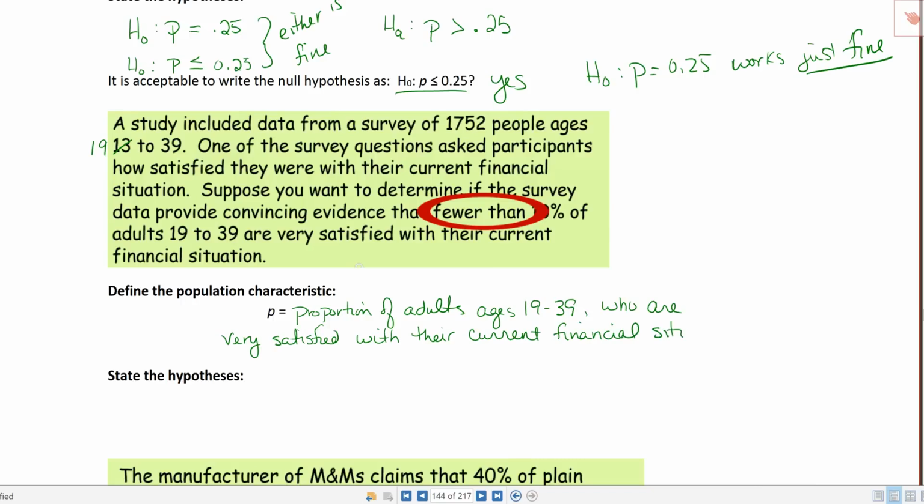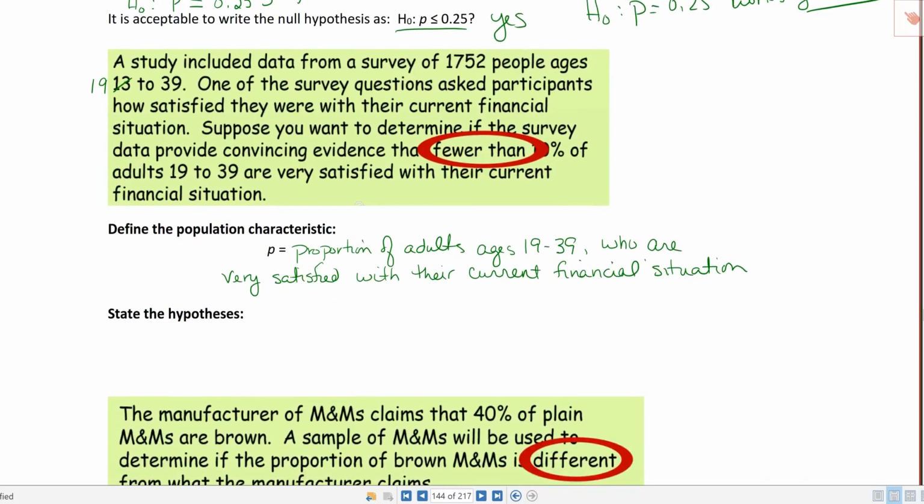So when you're asked to define the population characteristic, that should be a sentence, written out in words, telling the reader of your problem what you're talking about. Now, your hypotheses could be in words also. It's fine to have the null hypothesis and the alternative hypothesis written in words. You don't have to always just write a mathematical equation, but you can.